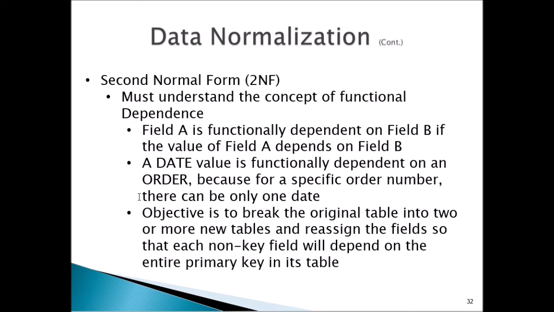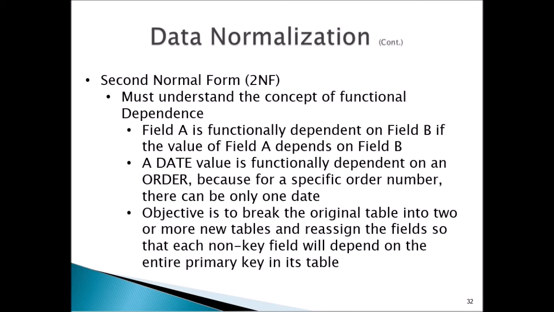Now let's go on and talk about second normal form, or 2NF. You must understand the concept of functional dependence. Field A is functionally dependent on field B if the value of field A depends on field B. A date value is functionally dependent on an order because of a specific order number. There can only be one date. The objective is to break the original table into 2 or more tables and reassign the fields so that each non-key field will depend on the entire primary key in its table. So what does that mean?